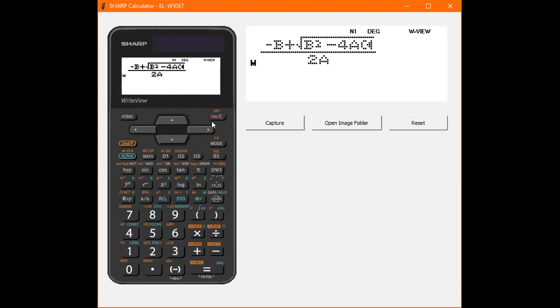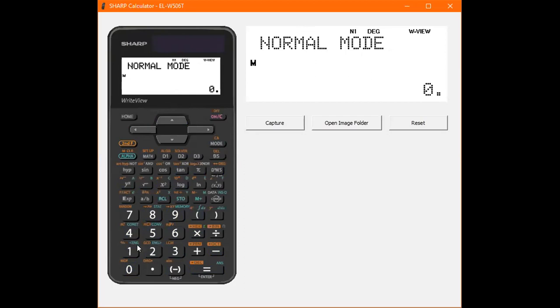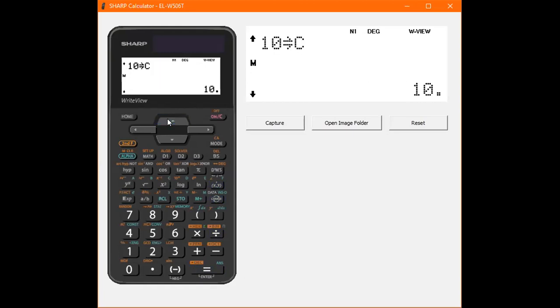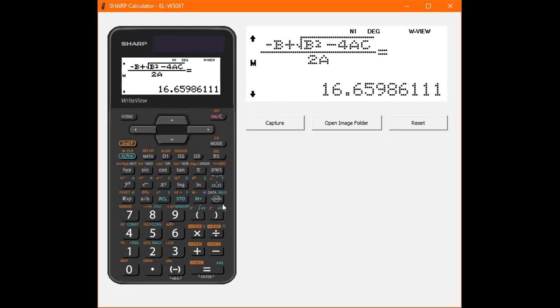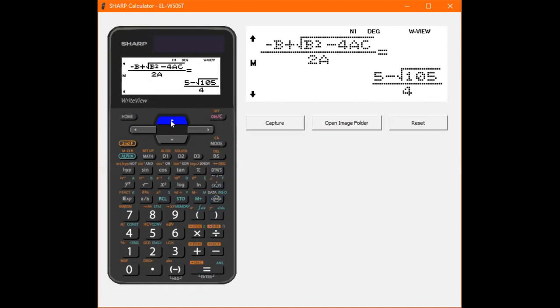So I've actually chosen a bad example. I was hoping I hadn't, but you never know. Let's just change the C, like so, and then see if we can get a new answer. Ah, there we go. You see. And then again, we can just go back up to the positive and press equals and get a new answer again.